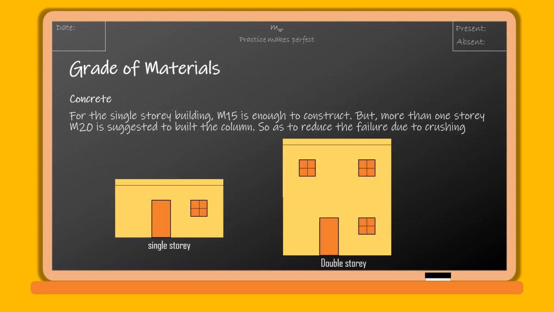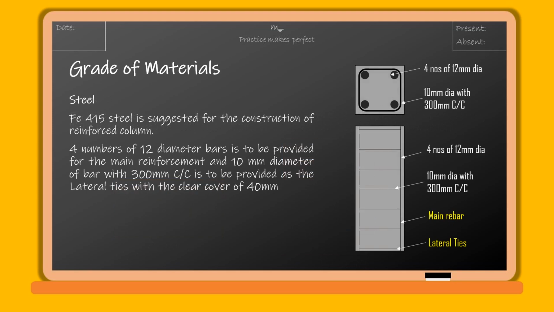Concrete. For a single-story building, M15 is enough to construct. But for more than one story, M20 is suggested to build the column, so as to reduce the failure due to crushing. For steel, Fe 415 steel is suggested for the construction of reinforced column. 4 numbers of 12 mm diameter bars are to be provided for the main reinforcement, and 10 mm diameter bars with 300 mm center to center are to be provided as the lateral ties, with a clear cover of 40 mm.